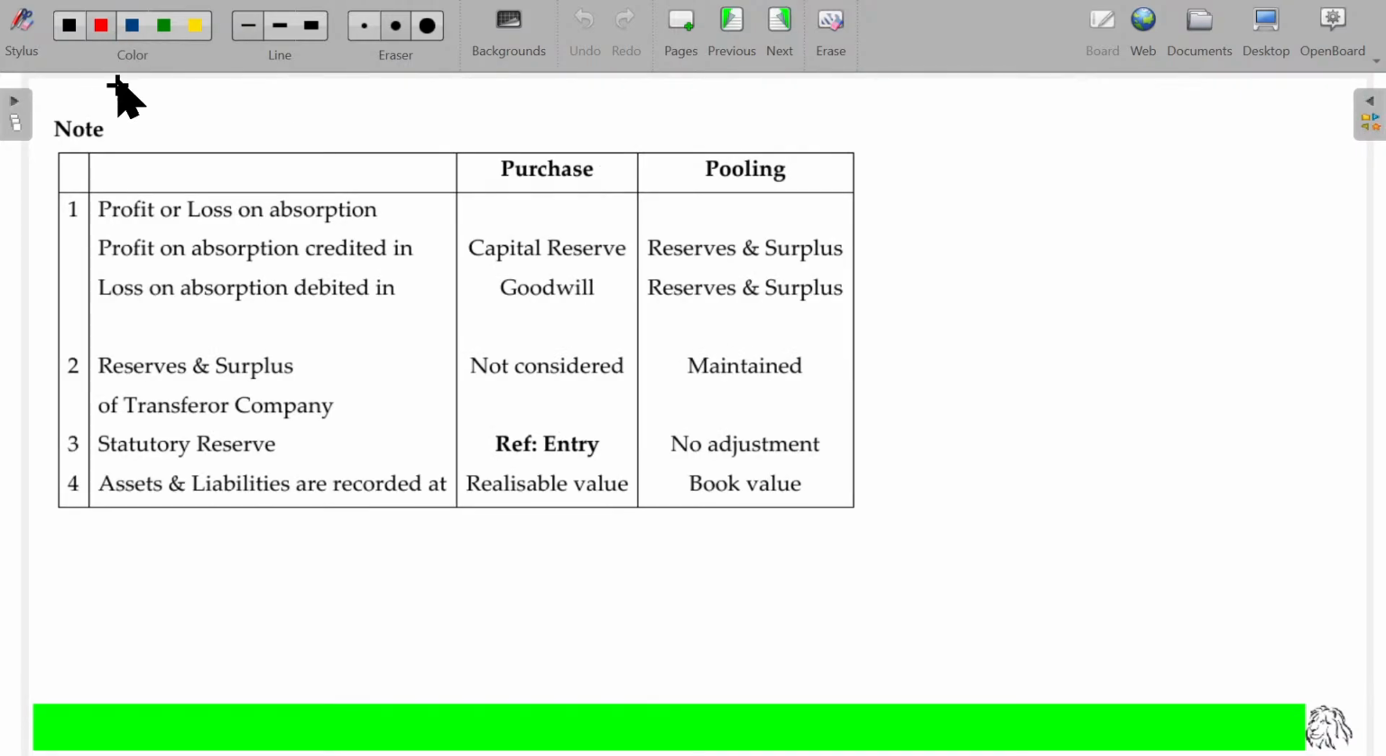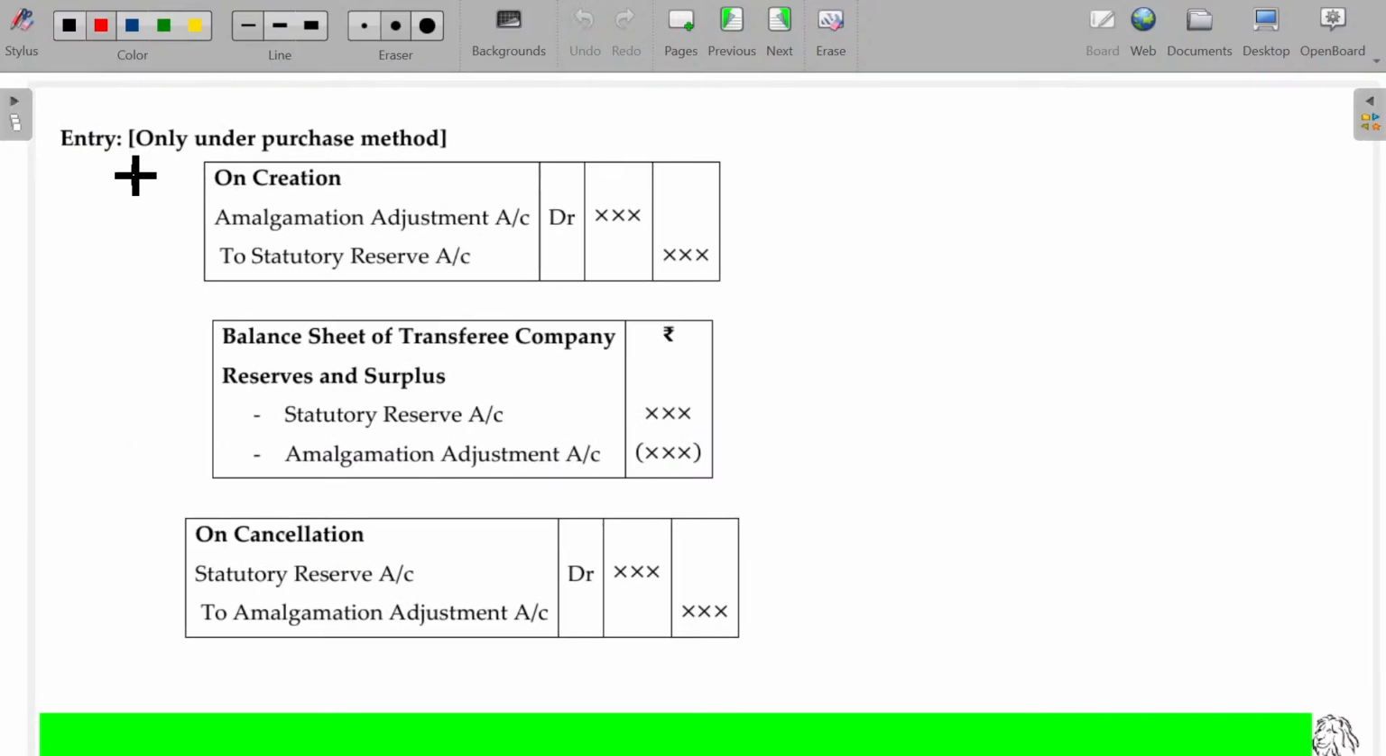Okay. Some key points to be noted. Third one, statutory reserve. In case of pooling method, we don't have any adjustment. But in case of purchase, of course, we need to pass the entry. The entry list is here. This will be applicable only for the purchase method, and that too in the transferee company. For the current illustration, it will be passed under purchase method.